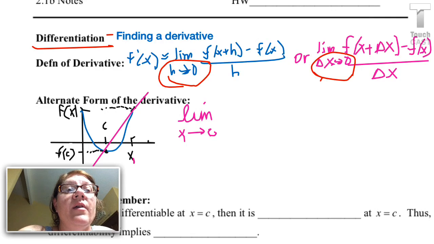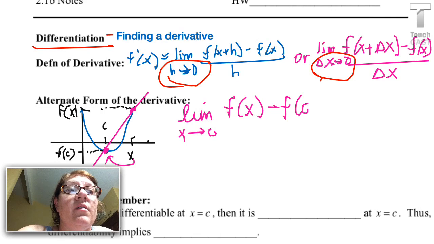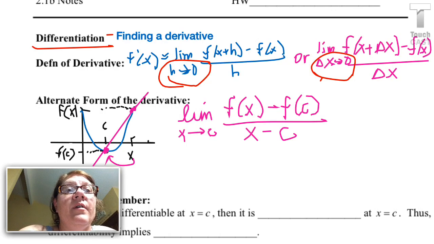So in other words, x is getting closer and closer back to this value, so the distance between my 2 points would get smaller and smaller because they'd be coming to the same point. And so I would be doing f of x minus f of c over x minus c. And you should see how that makes sense, because you have f of x, there's your y value, minus your y value over your x value minus your x value.